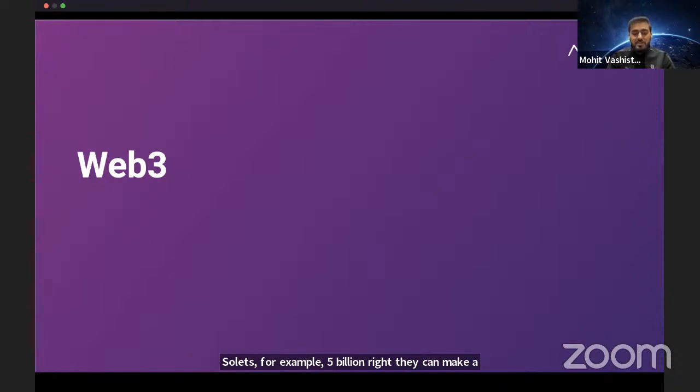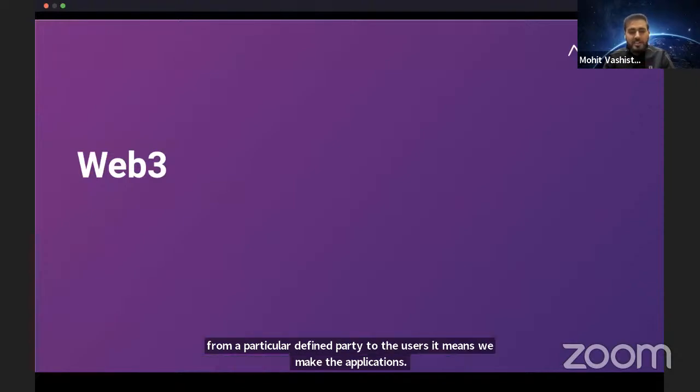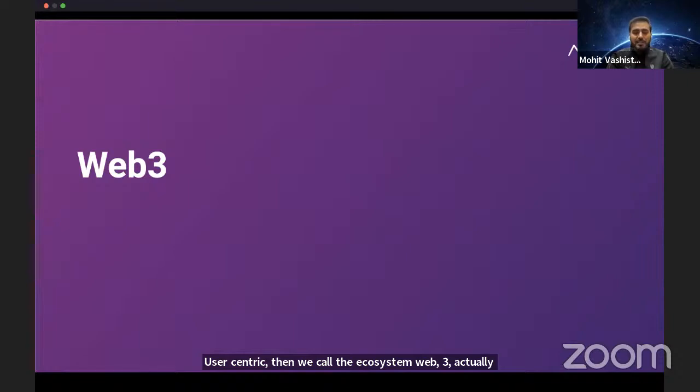So if users get something out of their data, it means they can get some value out of it. When we move the control from a particular defined party to the users, and make the applications user centric, then we call the ecosystem Web3. Now one more question comes up: who actually controls your data?